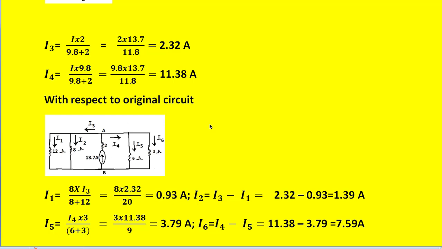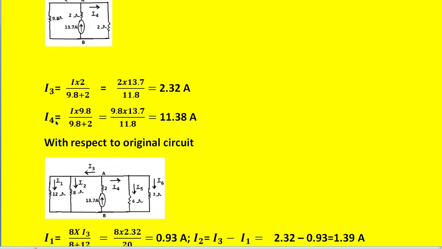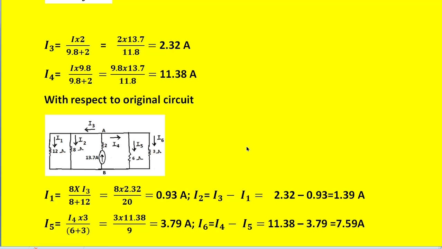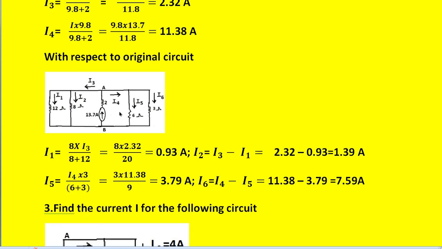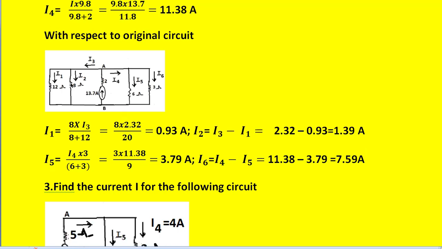Then we calculated only I3 and I4 values, so we need to calculate the other currents. So go to the original circuit, which means draw the original circuit like this. Then we calculate what is I1 and what is I5.